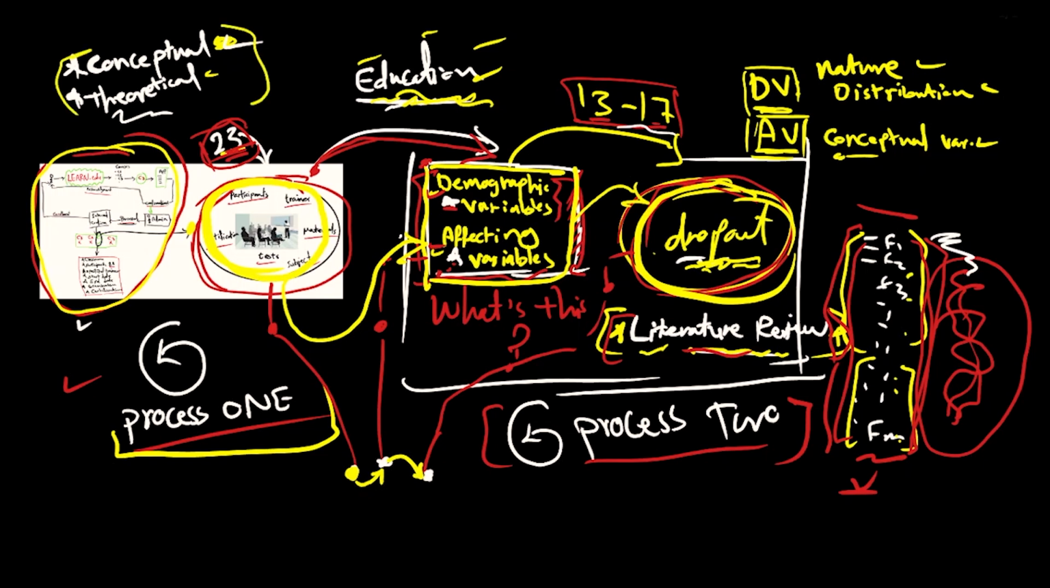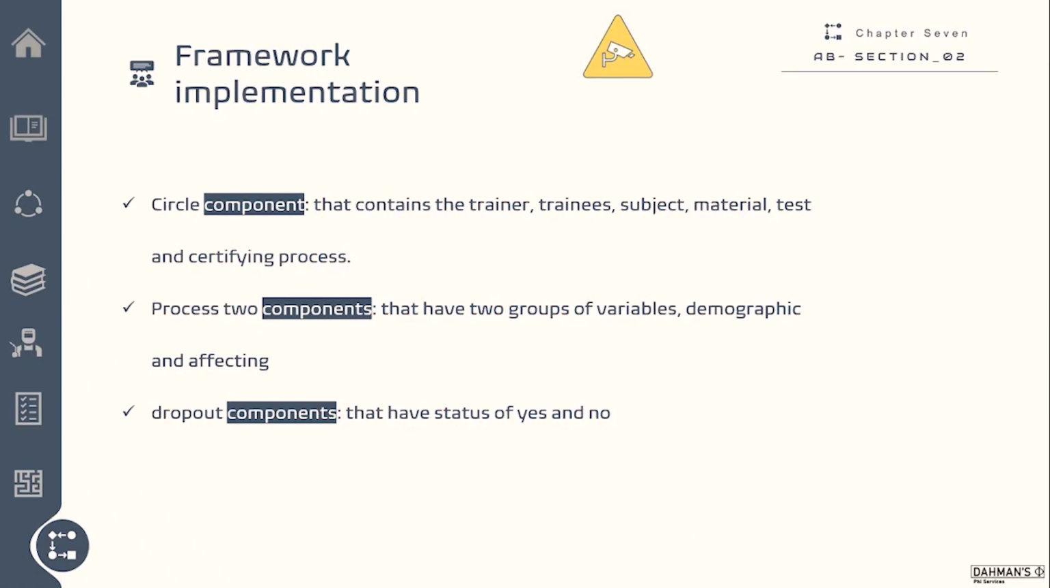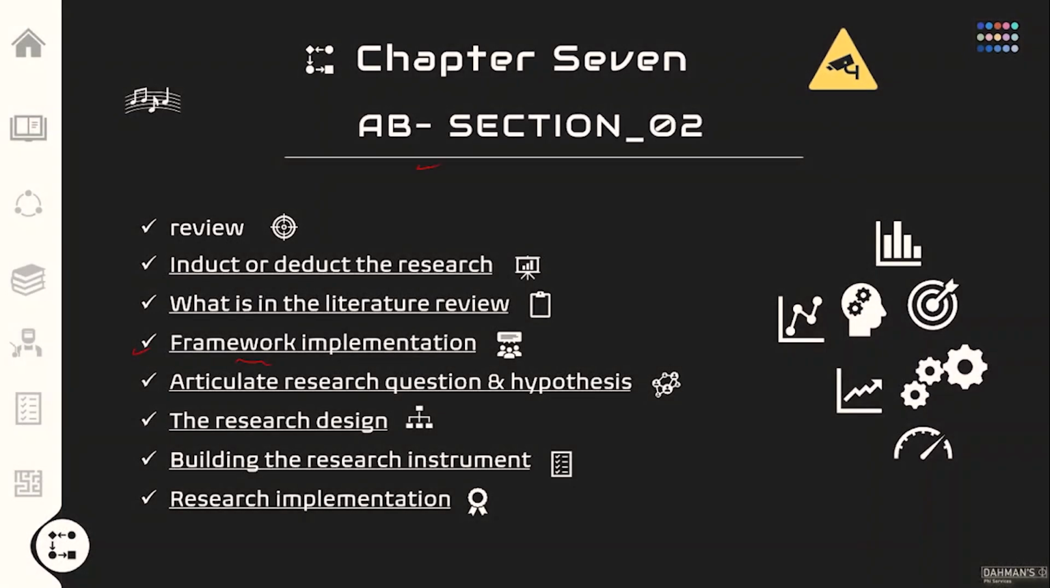We have already done the conceptual and theoretical framework, but I just wanted to show you from a graphical perspective. Now, I hope the idea of the framework implementation is clear, as we have discussed: the circle component, the process 2 component, and the dropout component, all together, we saw the direction of arrows coming from one side to the other. And now we are ready to move to the next outline, and that is to discuss the articulation of a research question and the hypothesis. I will see you then.